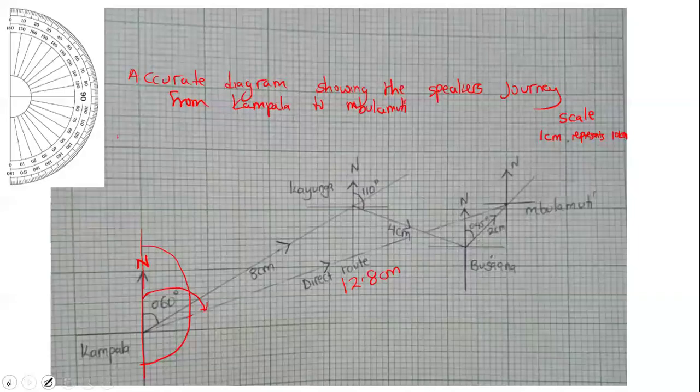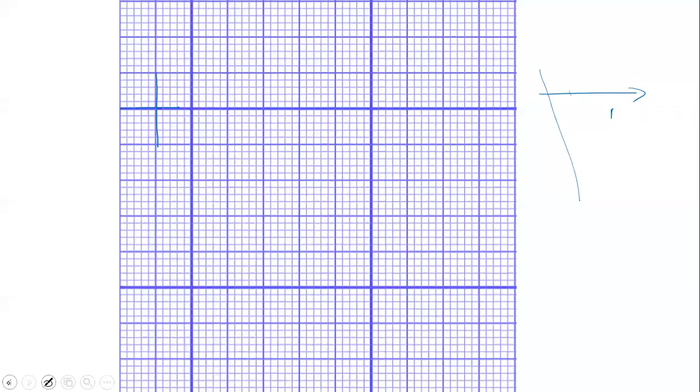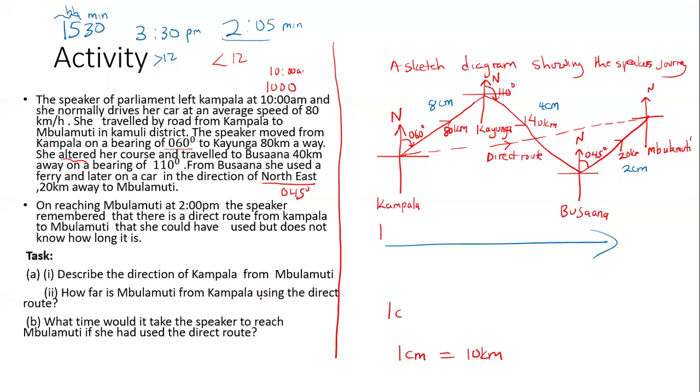Now we must conclude very well. So we go back to our question: how far is Bulamuti from Kampala using the direct road? That distance is equal to 12.8, then multiply it by 10, because we must conclude. This gives us 128 kilometers. So the distance from Kampala to Bulamuti is 128 kilometers.